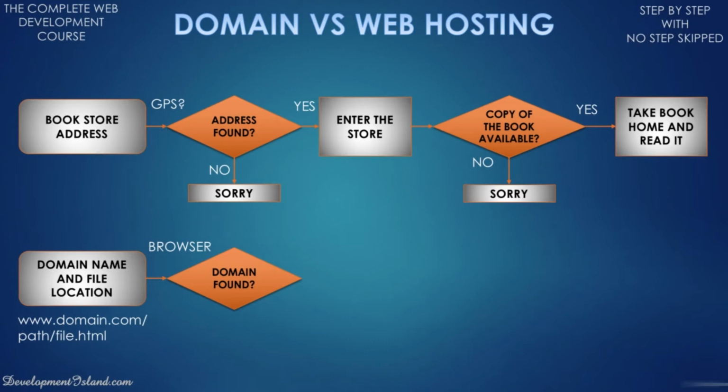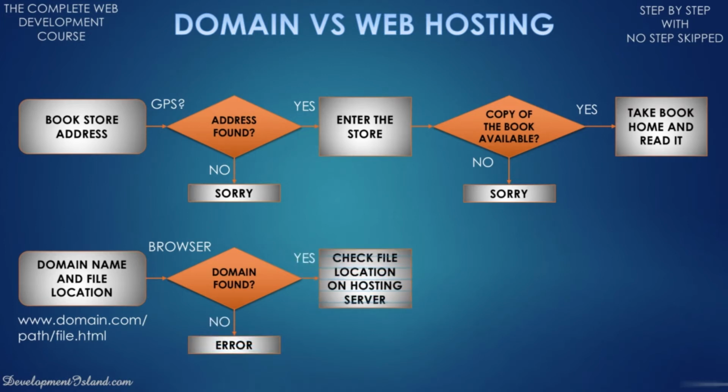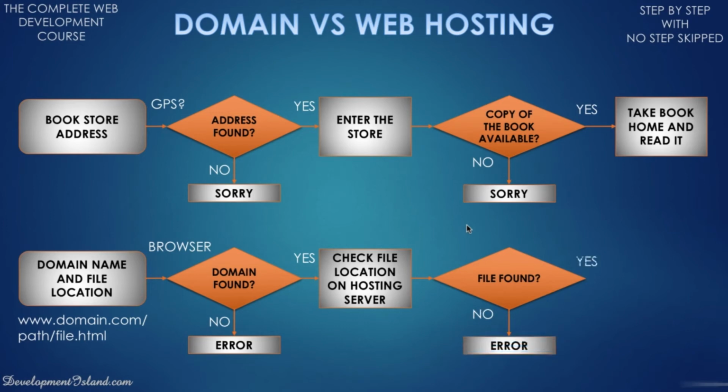Now if we find that address, then we move to the next step, which is to check the file location on the hosting server. So we're going to check if this path has got a file called file.html as an example. If we find that file, then we're going to download a copy of it on our computer and display it on our computer. And this is how it works.